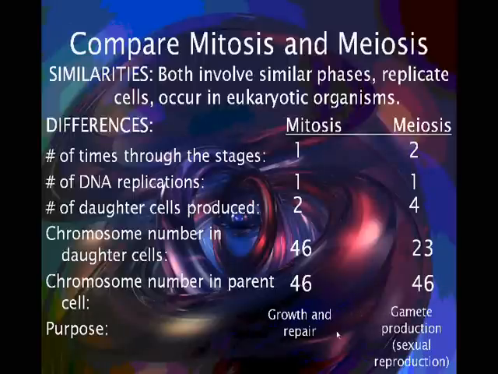Mitosis is used for just growth and repair, to make exact duplicates of your already existing somatic cells, and in meiosis, the sole purpose is gamete production, to make gametes for sexual reproduction. That's the only time that we will use meiosis.